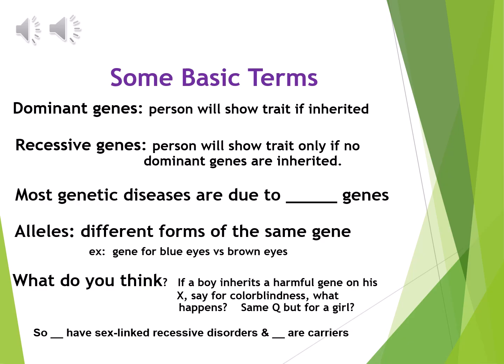Let's consider an applied question. If you have a neighbor, turn to your neighbor. If you have a housemate, maybe ask your housemate or a family member. If not, that's fine too. Let's say a boy inherits a harmful gene on his X chromosome, specifically the X on the 23rd pair, for color blindness. What happens? Will he be colorblind? Then consider the same question, but for a girl, or if you know the terminology, a cis girl.